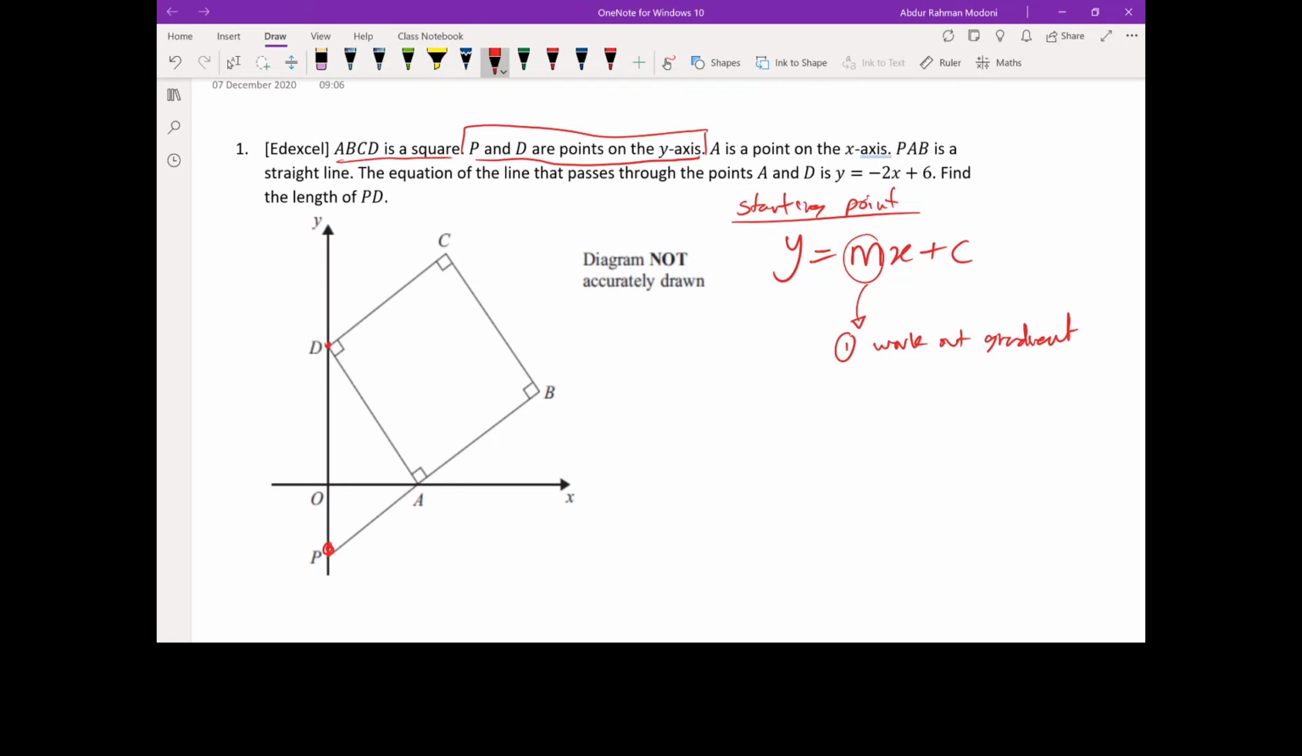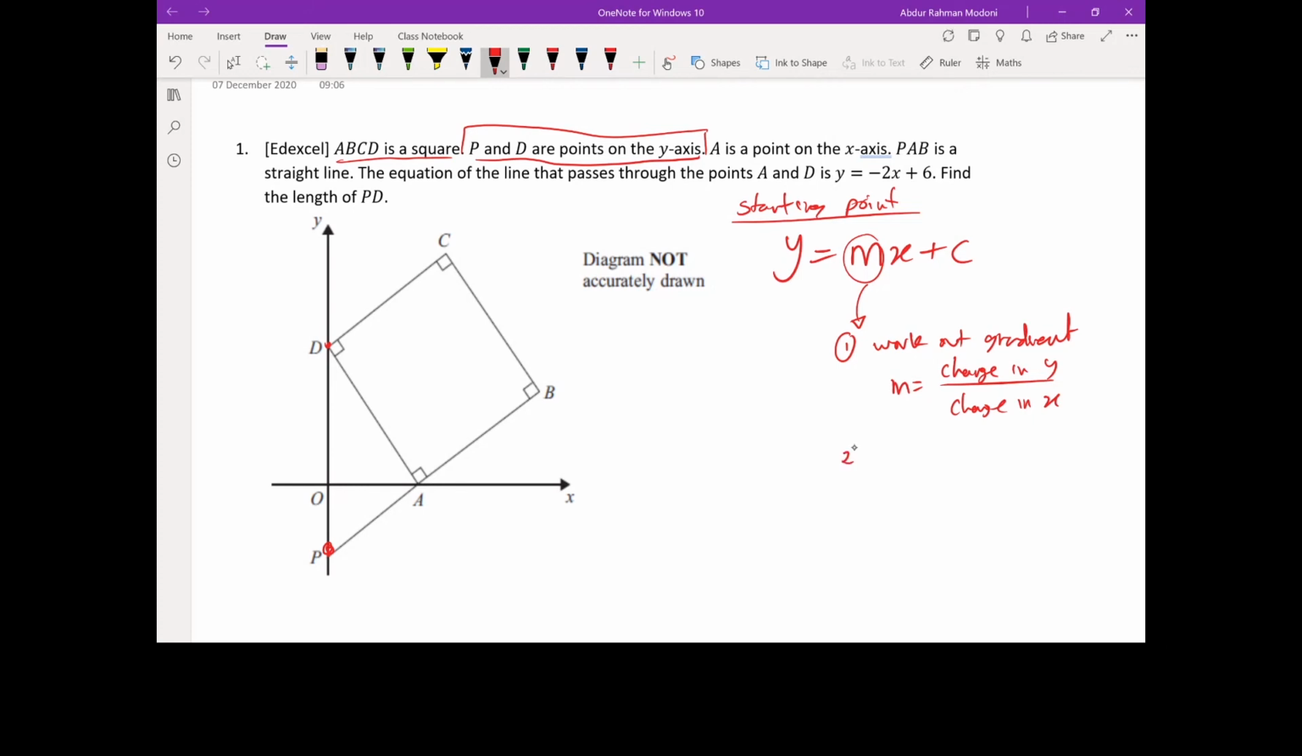How do we find out gradient? Yeah. Okay, so another way of remembering is change in y over change in x. It's easier to remember it that way. But remember, you keep the order of the coordinates the same. So gradient, which we'll say m, is found by doing change in y over change in x.